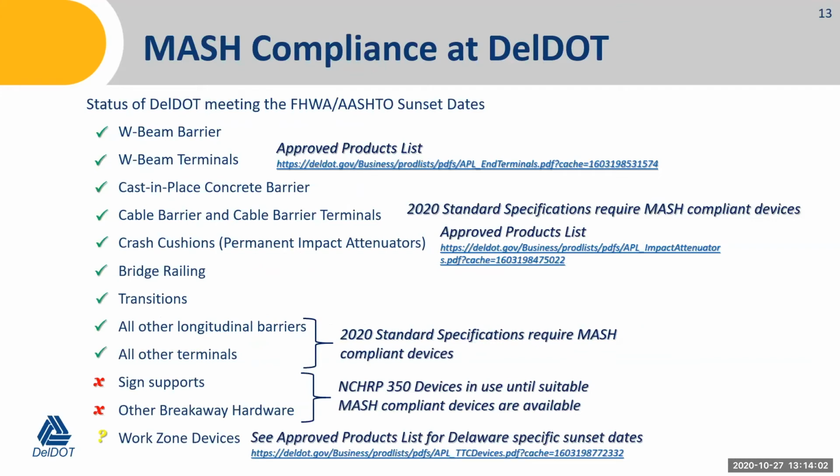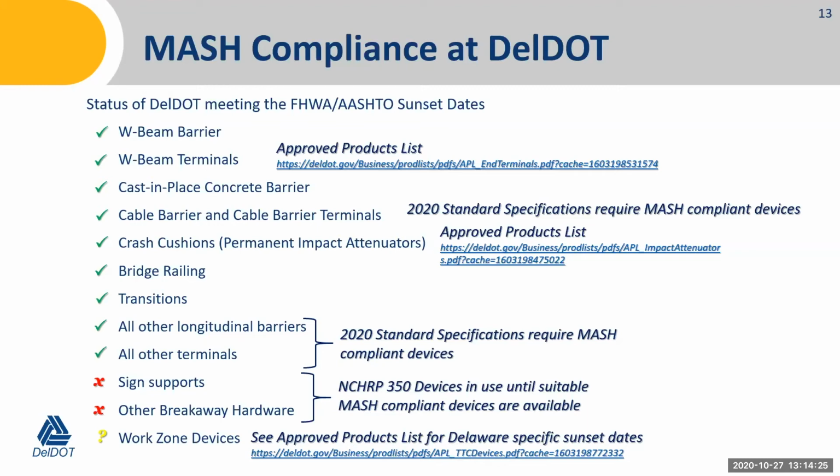So how are we doing at DelDOT with MASH compliance? W-beam barrier, the terminals, cast-in-place concrete barrier, bridge railing, cable barrier, cable terminals, transitions, all of the longitudinal barriers and all of the terminals are in general meeting MASH, or we're in compliance with MASH as far as meeting the requirements of the sunset dates.